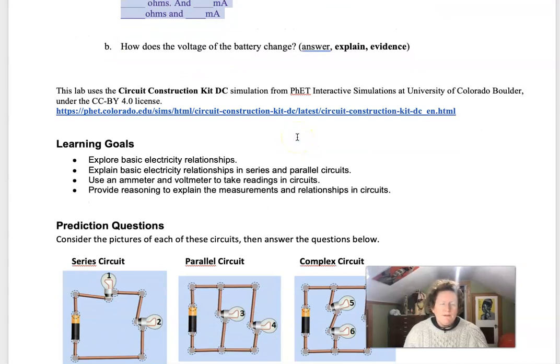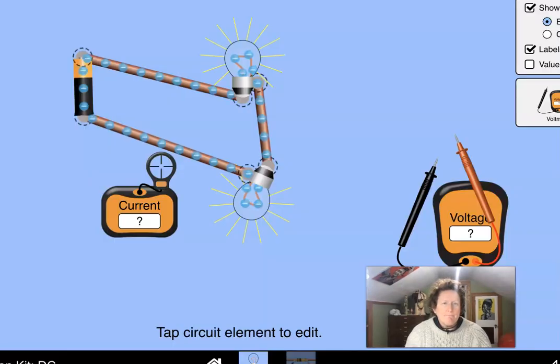Now we're going to go to a different PhET simulation. This is the circuit construction kit. It looks like this. I've already made a series circuit here, and we'll make some other circuits as well.